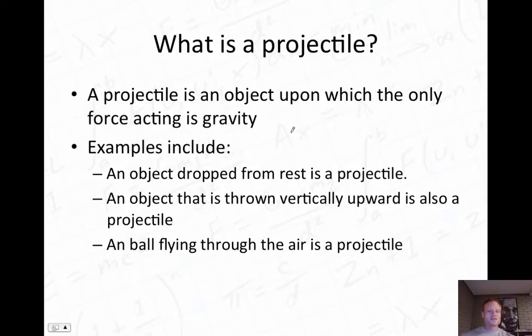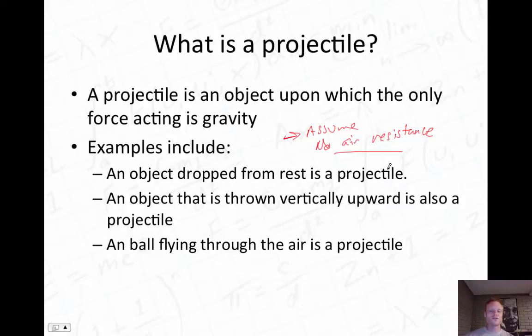Something I probably should have written in here is we assume no air resistance. In this course we really will not deal with air resistance. It's so small and so negligible that we really don't do many calculations considering air resistance. So an object dropped from rest is a projectile.